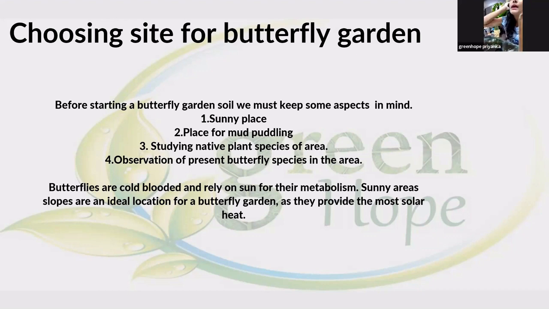So for the butterfly garden, we need sunlight. To grow any plant, we all know we need sunlight. But for butterflies, why do we need sunlight? Because flowers bloom when the sunlight is there. And butterflies are cold-blooded creatures, cold-blooded. So they need the sun's warmth to be active, to do their activity.